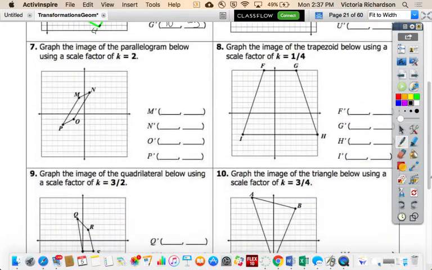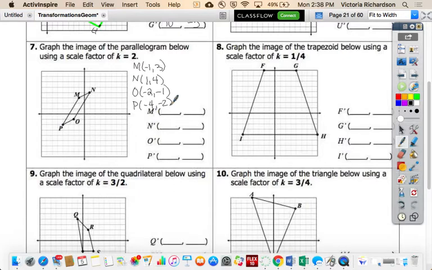On number 7, graph the image of the parallelogram using a scale factor of k equals 2. So now this time you're not given the ordered pairs. So before we do anything, we need to figure out what our original ordered pairs are so that we can make them bigger. So I'm going to look at M. M is negative 1, positive 3. N is 1, 4. O is negative 2, negative 1. And P is negative 4, negative 2.